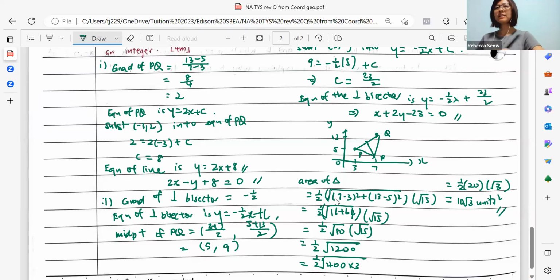Hopefully these two questions can give you quite a bit of clarity with regards to coordinate geometry.